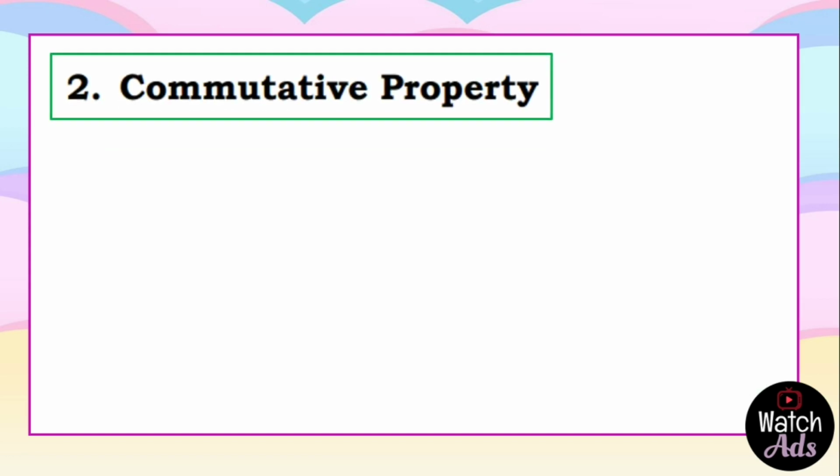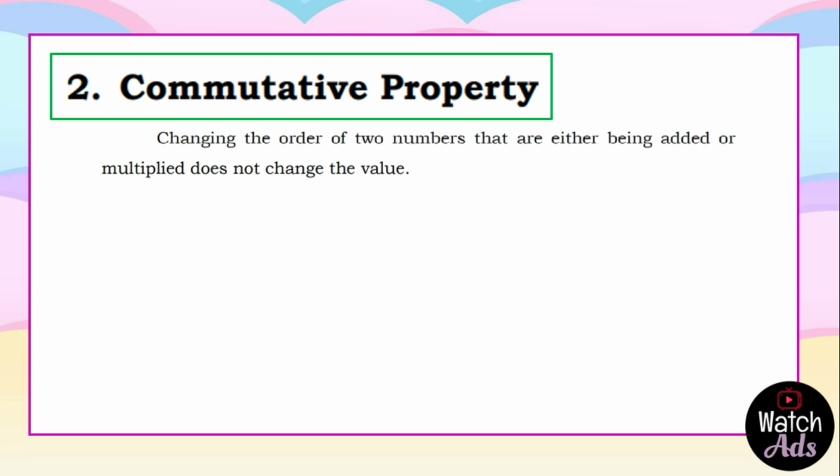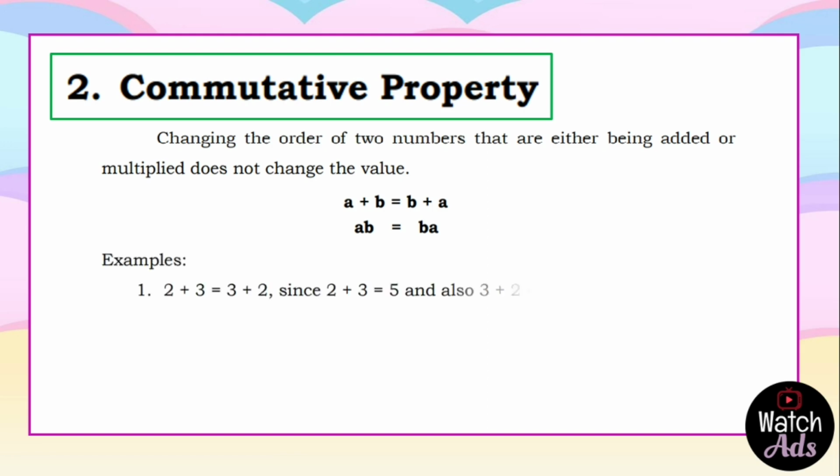Our second property is the commutative property. Changing the order of two numbers that are either being added or multiplied does not change the value. A plus B is equal to B plus A. AB is equal to BA. Remember, if variables don't have an operation in between, the operation is automatically multiplication.